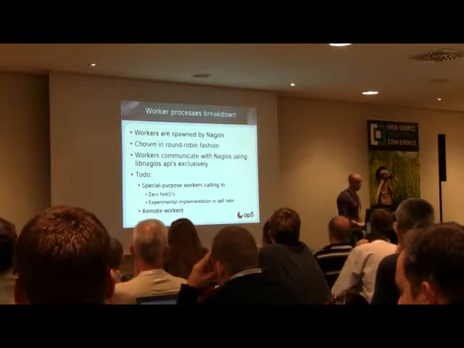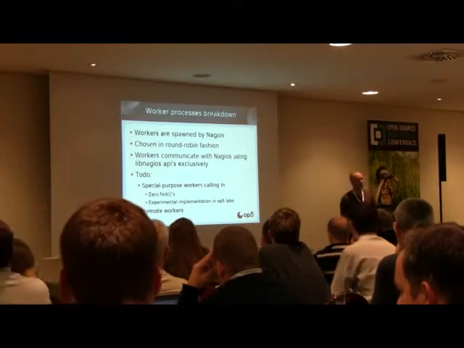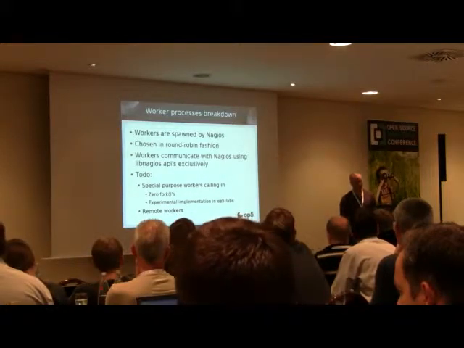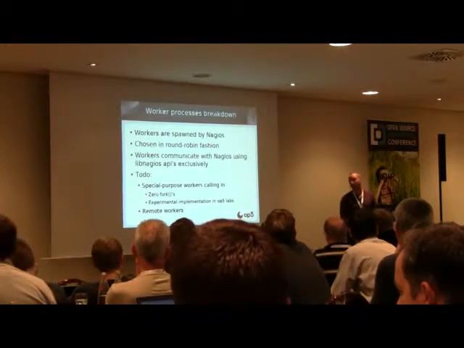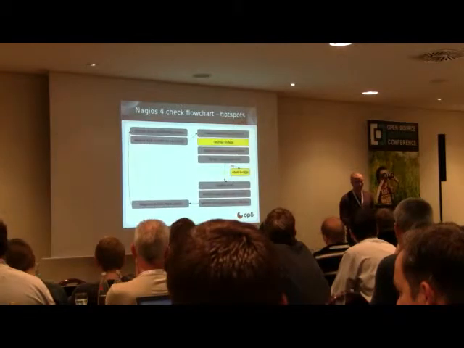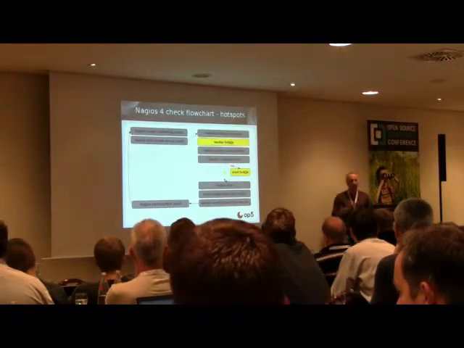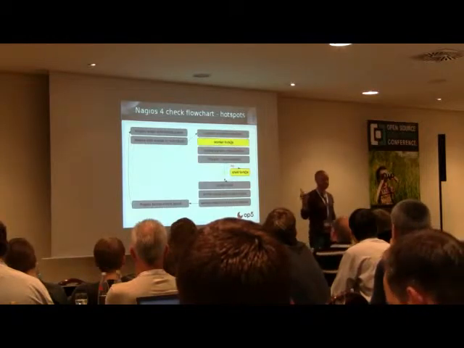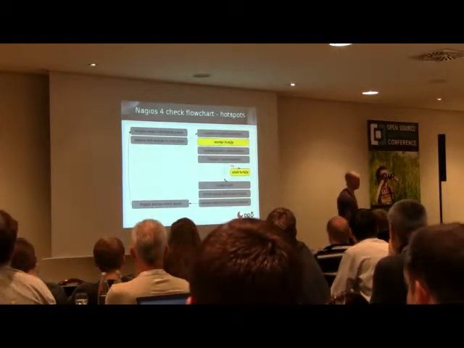Remote workers, that's also sort of implemented. The only thing you need to do is export a socket via xinetd from Nagios. So anyways, the Nagios 4 check flow chart looks like this. It's pretty much nicer, all right?